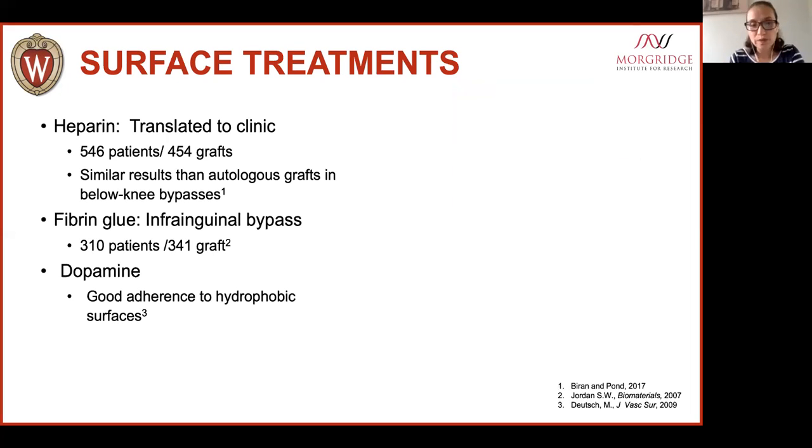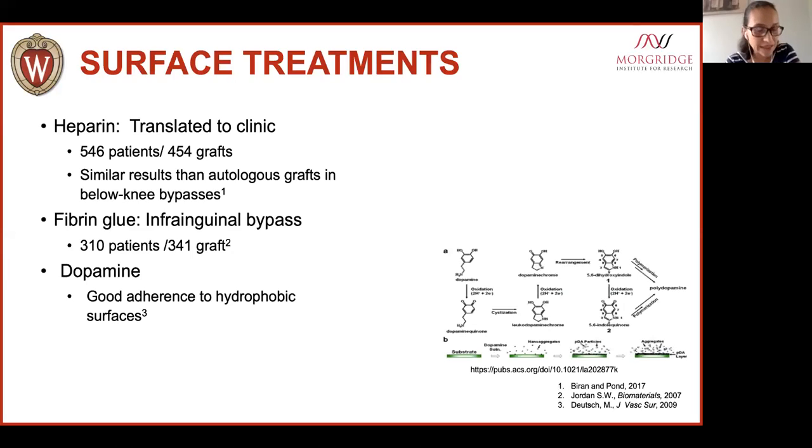And finally, I want to present to you dopamine, a little molecule that has very good adherence to hydrophobic surfaces. The process that we can use is called oxidative polymerization, which I am showing here in the plot: we have dopamine, we open the rings, and we start to have oxidation. With this process, we're able to create what we call a dip coating, in which we put our EPTFE and coat it with the dopamine.